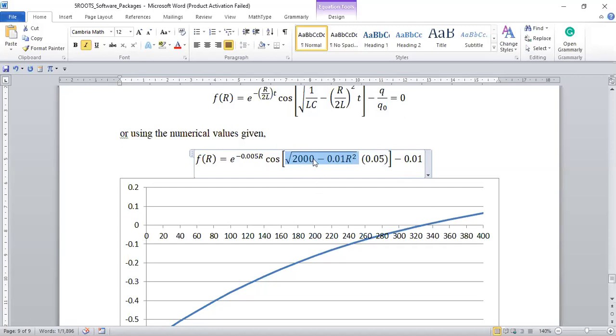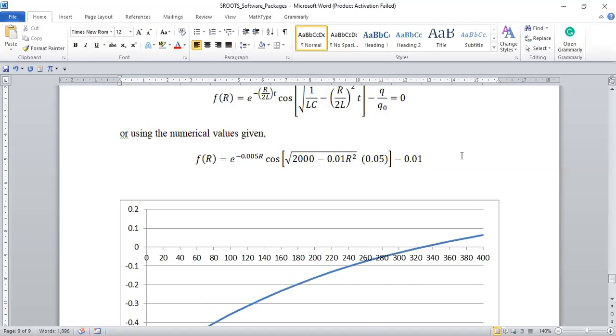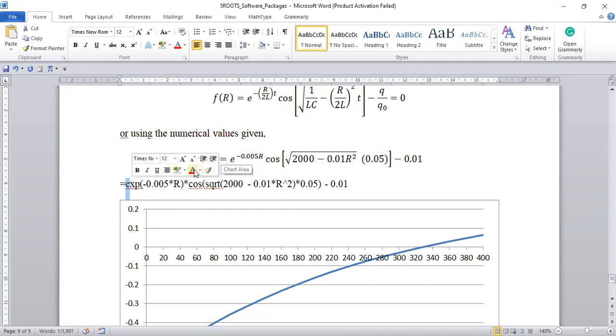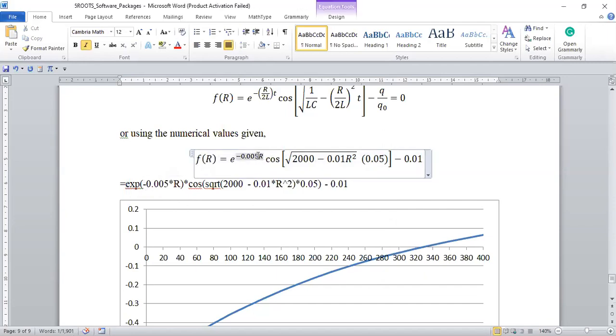So we are going to use Excel now. We are going to write this particular equation in Excel, because we want to use Excel to plot the graph for us. And when we do that, this is the evaluation in Excel. There's an r here and an r here. So this is how you represent exponential in Excel: minus 0.005 times r, which is this.